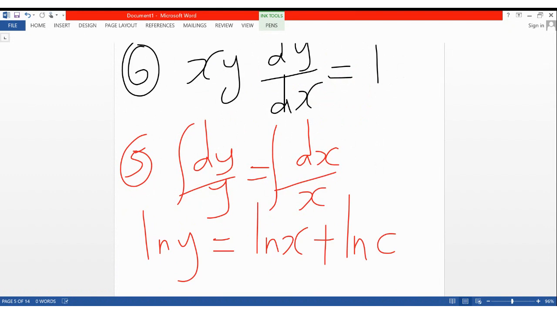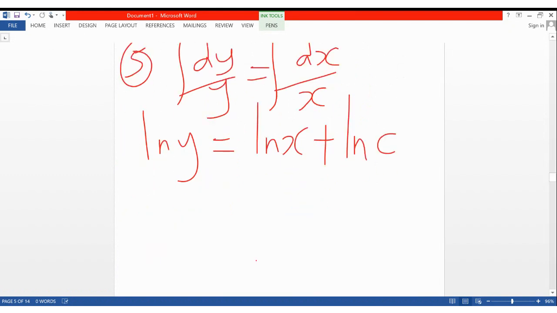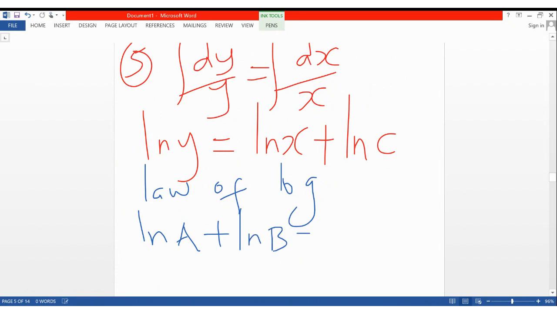This is the reason why we call it that, because I am able to simplify this further using laws of logarithms. There's a law of logarithms you learned. Today you're learning a lot of things. When you have ln a plus ln b, this is the same as ln ab. When you are adding two logs, it is possible to combine them and multiply them.